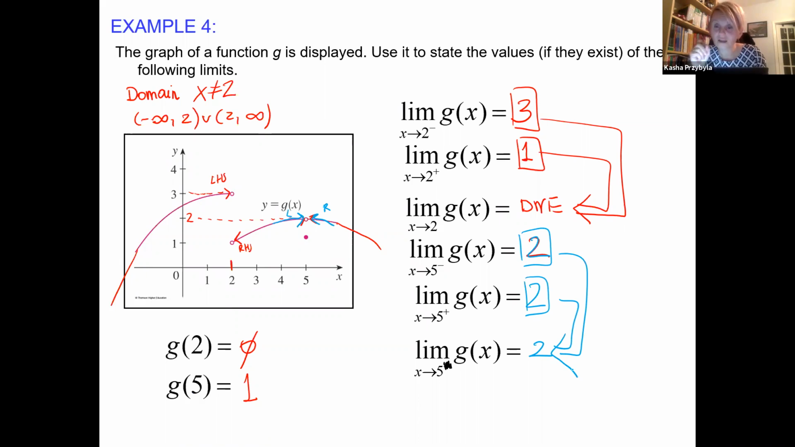Oh, Dave said 1. 1 is the value, because of the solid dot, but we are always looking at what the curve is doing, where the curve meets, not the exact value. Everything near that point. That's what I drew with the blue. We're just looking at how the curve behaves, not exactly at this point. Exactly at this point we have a value, it's okay.